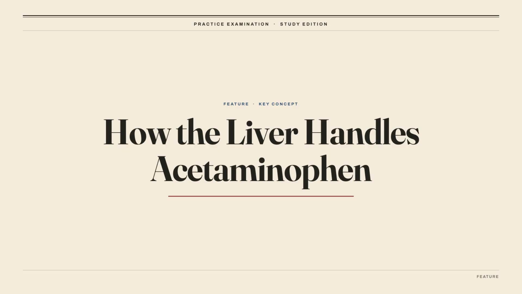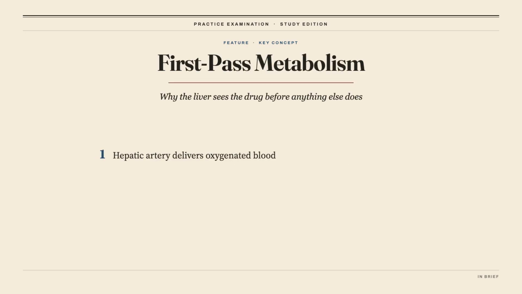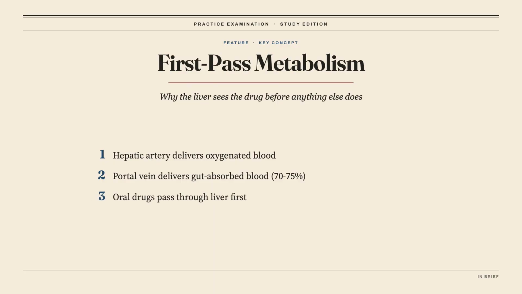Acetaminophen is safe at normal doses not because it's a harmless molecule, but because the liver has a metabolic system built with substantial spare capacity. Understanding that system is the key to understanding toxicity. The liver receives a dual blood supply. The hepatic artery brings oxygenated blood, while the portal vein brings blood absorbed from the entire gut, roughly 70 to 75% of total flow. That means every oral medication passes through the liver first, making it both the main site of drug processing and the main site of drug-induced injury.